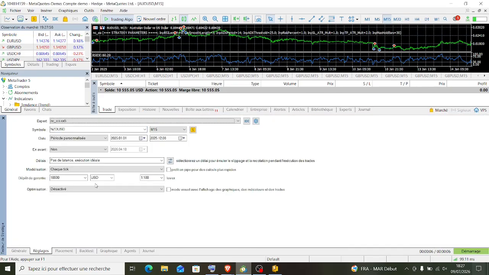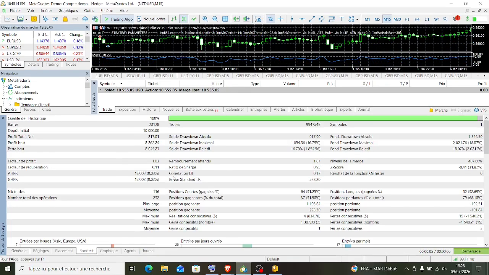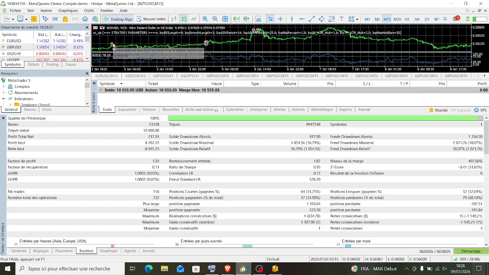The volatility test. Profit factor 1.03. Gross profit $8,262. Net profit $217. Now look at the risk. Max drawdown 16.79%. Sharpe ratio 0.95. The Sharpe dropped below 1. Because NZDUSD whipsaws more than AUDUSD, the gross profit is high, but the drawdown eats into the net.